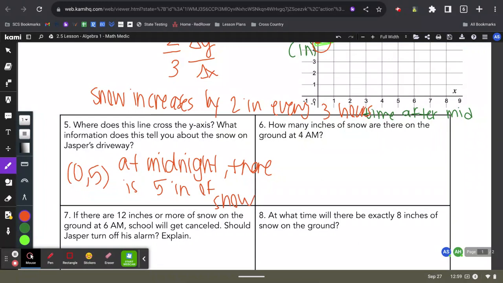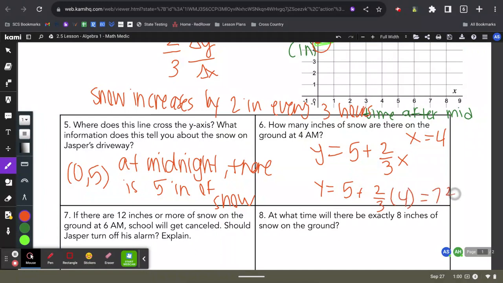How many inches of snow are there on the ground at 4 a.m.? So we still have our same equation, y equals 5 plus 2/3 x. In this case, x equals 4. Y equals 5 plus 2/3 times 4. And we get 7 2/3 inches. If you had it as a decimal, it'd be 7.6 repeating.